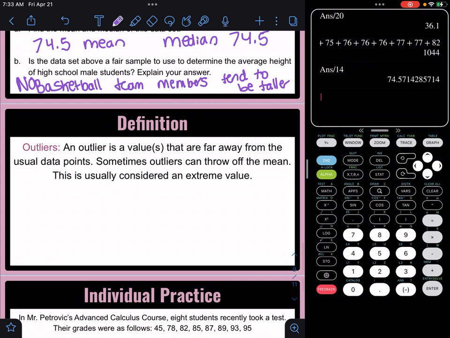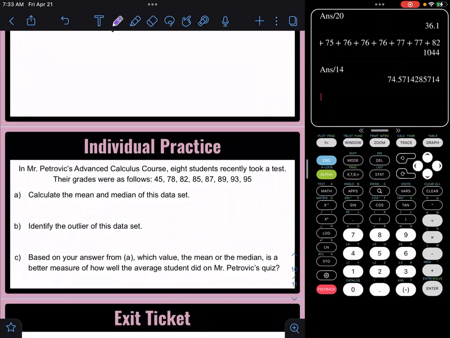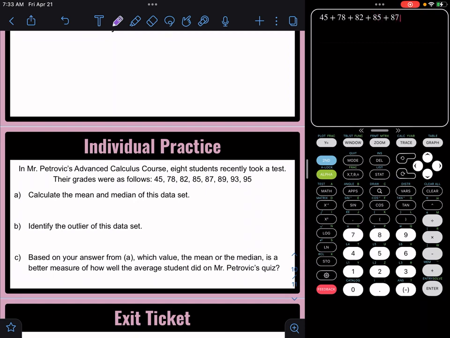Alrighty, let's look at this definition. What is an outlier? An outlier is a value that is far from the usual data point. Sometimes outliers can throw off the mean. This is usually considered an extreme value. So first they want us to find our mean here. So let's add these things together. And there are 8 of them. So the mean would be 70.6, and let's find the median.